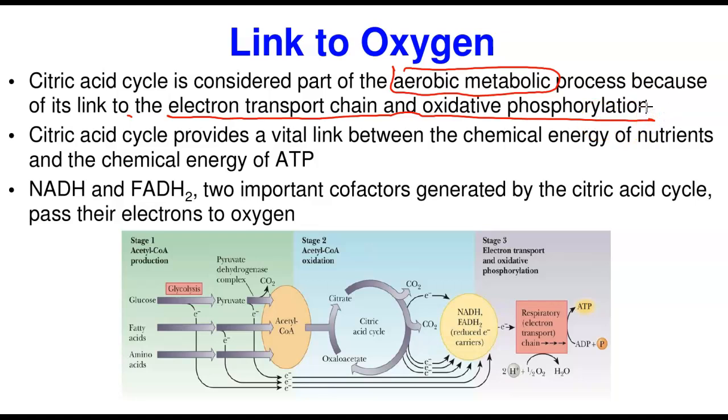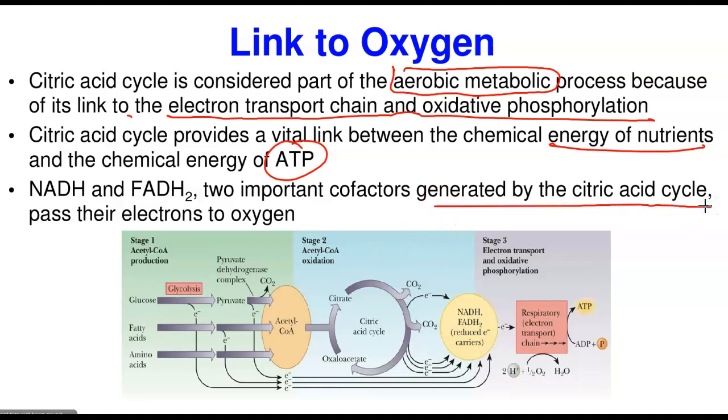The citric acid cycle provides that vital link between the chemical energy of nutrients and the chemical energy of ATP. Because what the body wants in catabolism is to generate ATP, which is used to power metabolic activity and also in the synthesis of molecules. NADH and FADH2, the reduced nicotinamide adenine dinucleotide and reduced flavin adenine dinucleotide, are two important cofactors generated in the citric acid cycle.